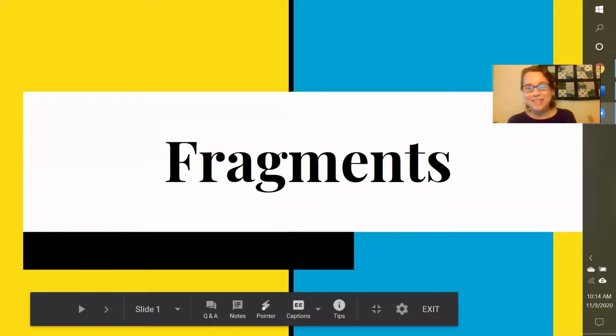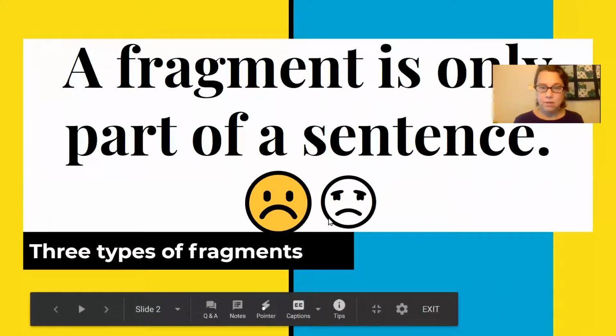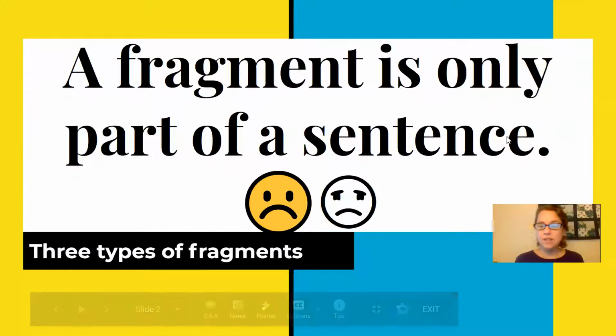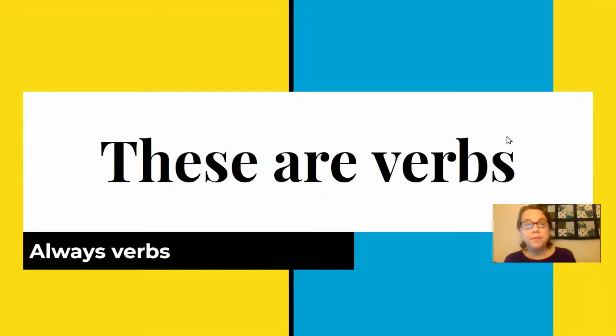Today, we're going to talk about fragments. Fragments. All right. A fragment is only part of a sentence. As you can see, it's not good. There are three types of fragments. Number one, there's no verb.